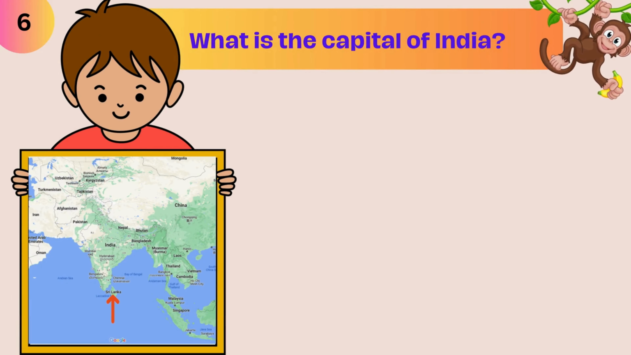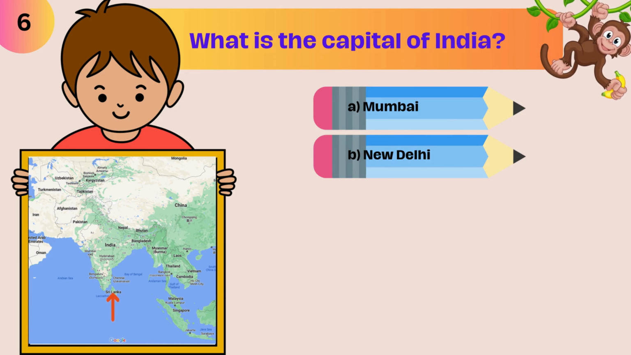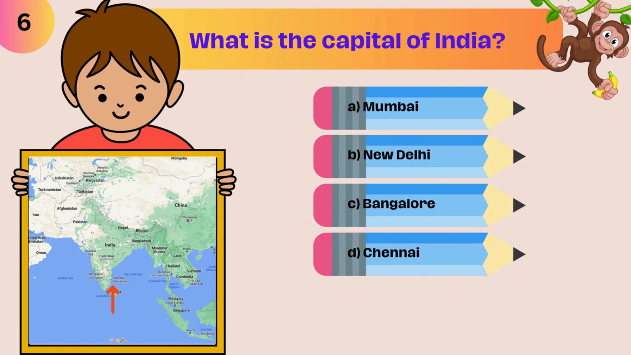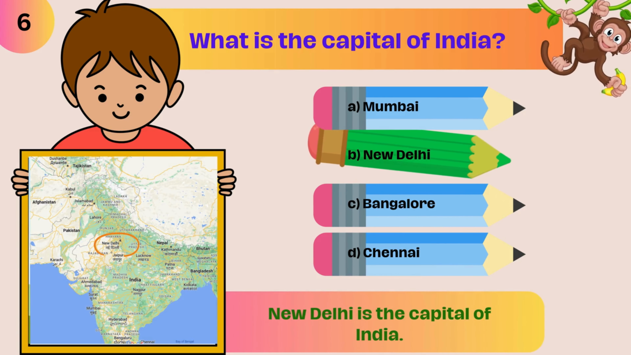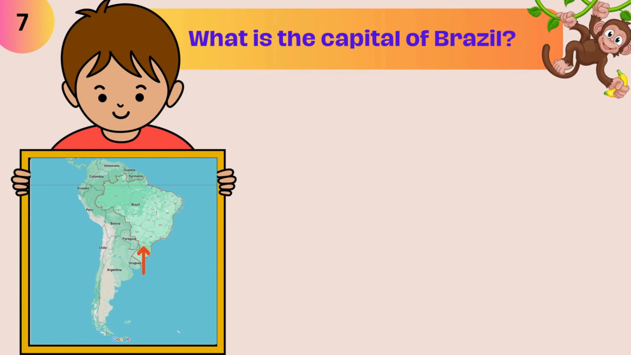What is the capital of India? A. Mumbai. B. New Delhi. C. Bangalore. D. Chennai. The right answer is B. New Delhi.